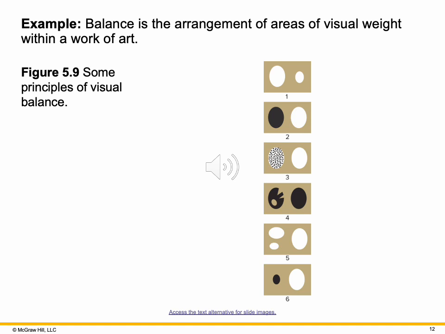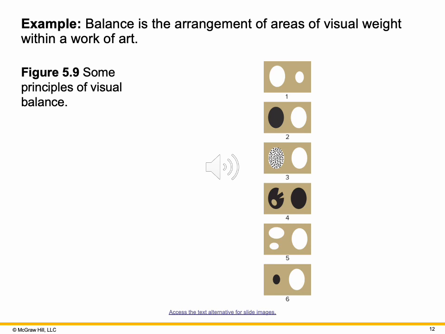In the first slide, we see a large form is visually heavier than a small form. In the second, a dark value form is visually heavier than a light value form of the same size. In the third, a textured form is visually heavier than a smooth form of the same size. And in the fourth example, a complex form is visually heavier than a simple form of the same size.